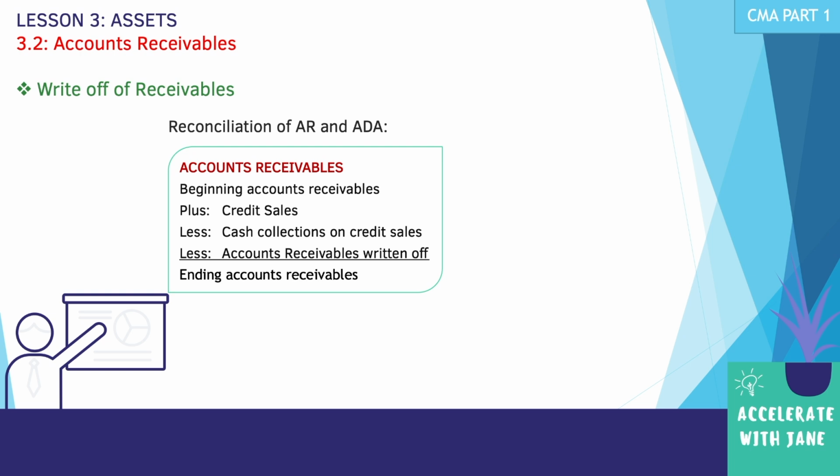And then we also deduct the accounts receivable written off. Remember in the journal entry that we made earlier for the recording of the write-off, we debit the allowance and we credit the receivable. So here, in order to arrive at the ending balance of accounts receivable, we simply deduct the gross amount of accounts receivable written off. And then when we compute this, we arrive at the ending balance of accounts receivable.